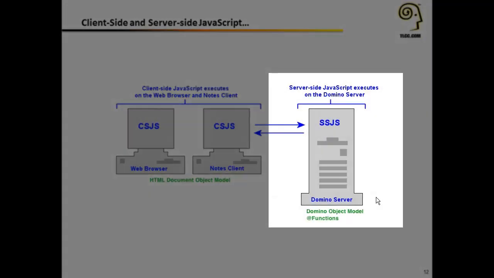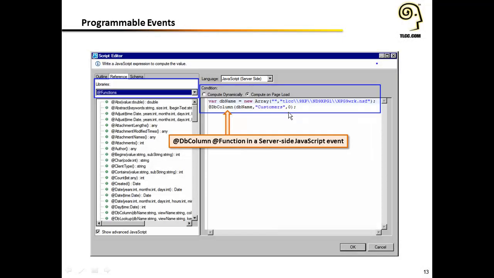For your server-side scripts, you have access to all of the backend Domino objects like the Notes database object, the Notes view object, the Notes document object, Notes item, and so on. Also, most of the @ functions have been ported to a library that's available to your server-side JavaScript events. Here we see a familiar @DbColumn to return the values from the first column in the customer's view in an application.